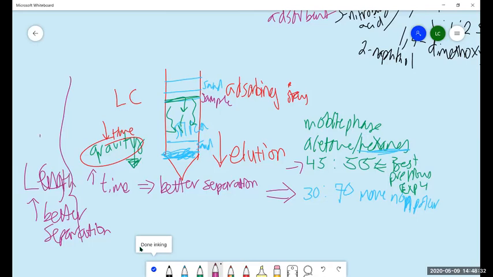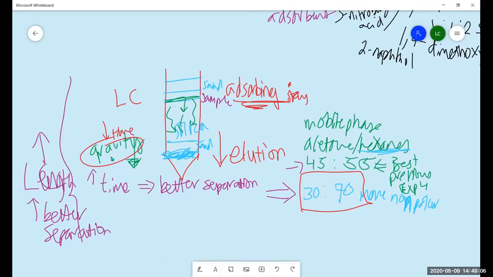So let's say you increase the column length. Another thing that will give you better separation is, once again, making your composition a little more non-polar, just because it slows down the impact. It counteracts the impact of gravity pushing down. So if it's more non-polar, you're going to have more adsorption, so things will stay up a little more, so it'll elute more slowly. You're giving it lower elution power to counteract the higher elution power of the gravity.